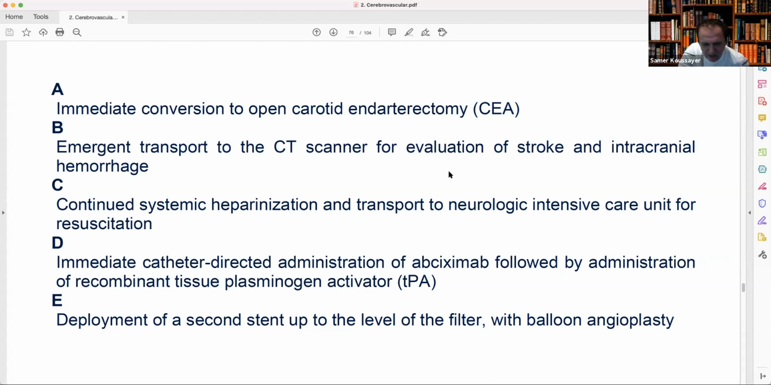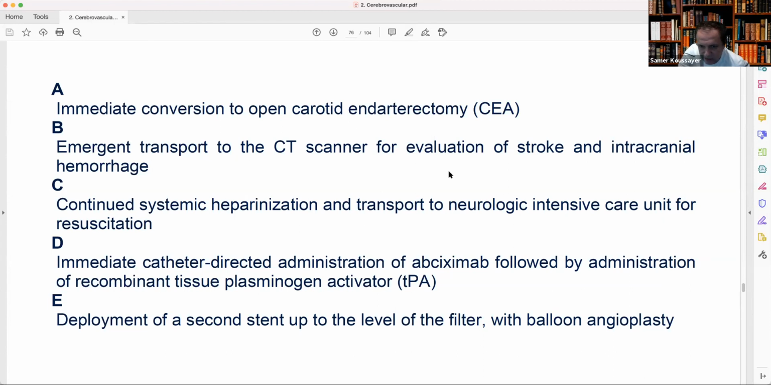So this is the reason why we always prefer to use the Embrella shield filter. Even though it's a small headache, it's more difficult to use than other filters, but in this condition, it worked beautifully, okay? So again, of all these choices, I will choose D. But in real life, I will try to take the filter out slowly, not squeeze it completely, and repeat the angiogram, and then you decide what to do.